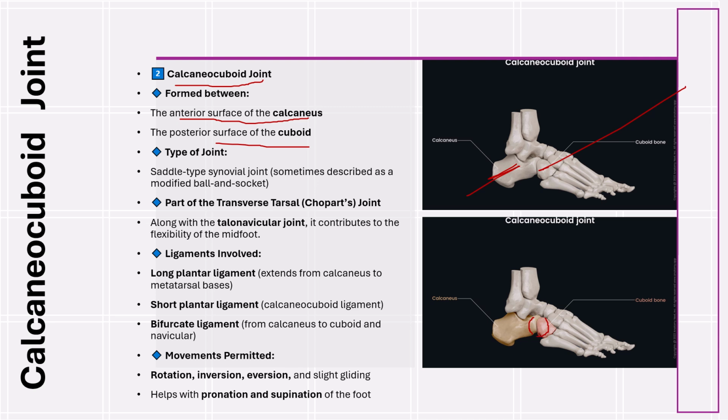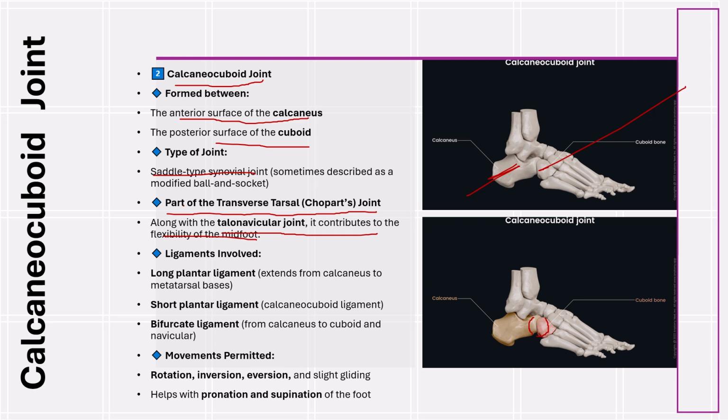It is a saddle type of synovial joint, and sometimes it's also described as a modified ball and socket joint. It's not a complete ball and socket joint, but sometimes it's called the modified ball and socket joint. It's part of the transverse tarsal joint, also known as Chopart's joint. Along with the talonavicular joint, it contributes to the flexibility of the midfoot.